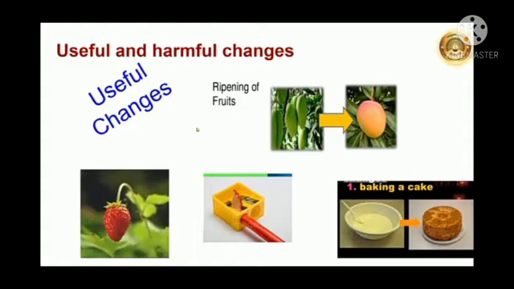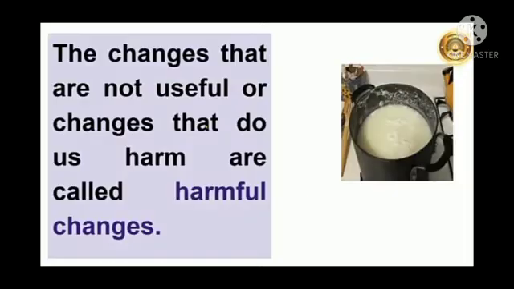are useful to us. Therefore, these are called useful changes. The changes that are not useful or changes that do us harm are called harmful changes. For example, the curdling of milk is a harmful change. Now, can you classify the natural and man-made changes as useful and harmful changes? Yes. For example, the ripening of a fruit is a useful change that occurs naturally.